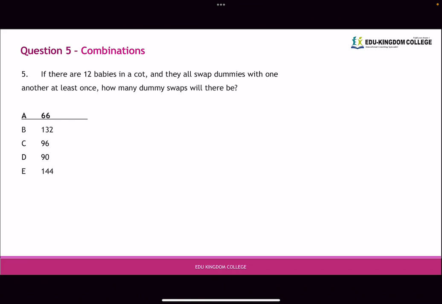Now, if there are 12 babies in a cot, they all swap dummies with one another at least once. How many dummy swaps will there be? Okay, so let's look at the first baby. The first baby will be able to switch with 11 other babies.